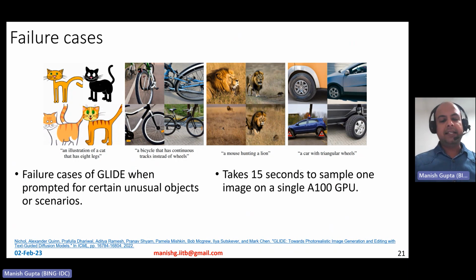But GLIDE fails in a reasonable set of cases. If you put up unusual requests, GLIDE fails. An illustration of a cat that has 8 legs, now that's unusual, or a bicycle which has continuous tracks instead of wheels, or a car with triangular wheels. Of course, it fails. And the problem with GLIDE is that it takes 15 seconds to sample one image on a single A100 GPU. A100s are very good GPUs, but 15 seconds is a little large.